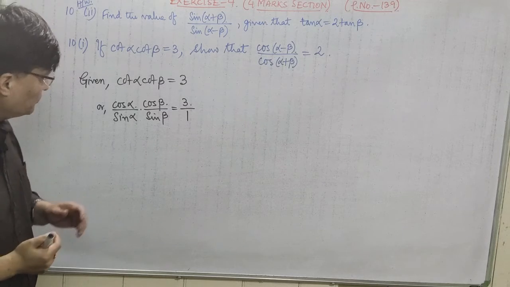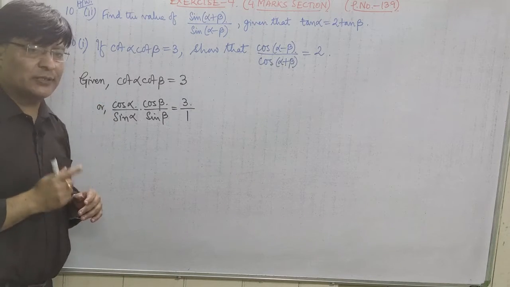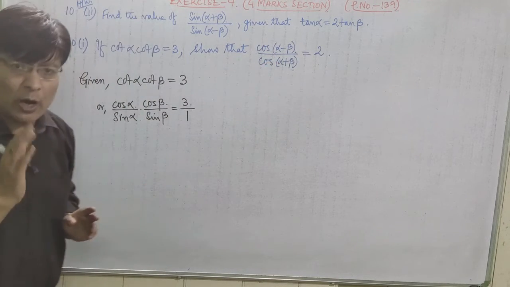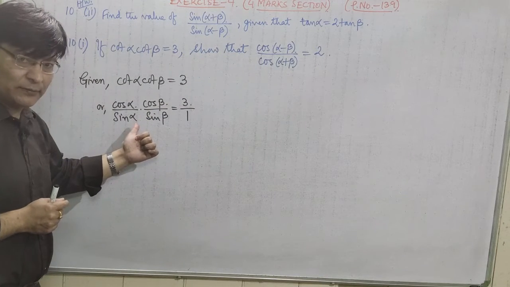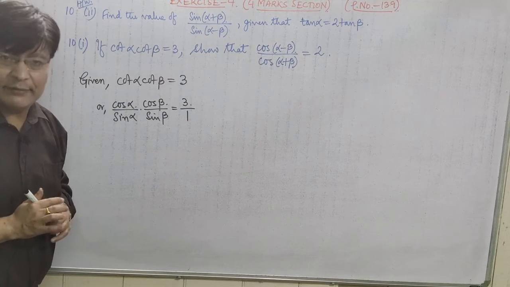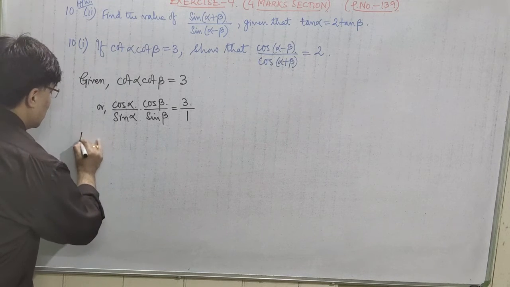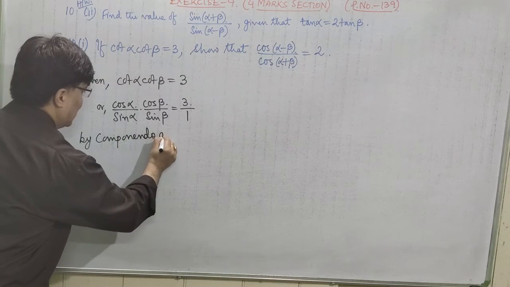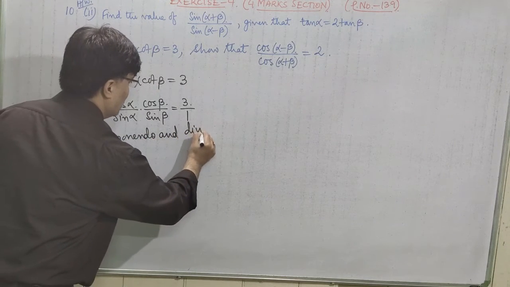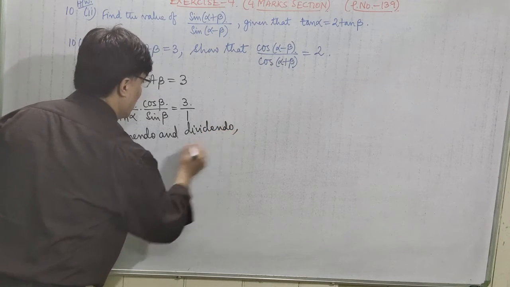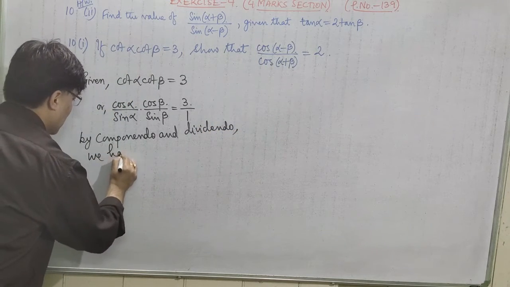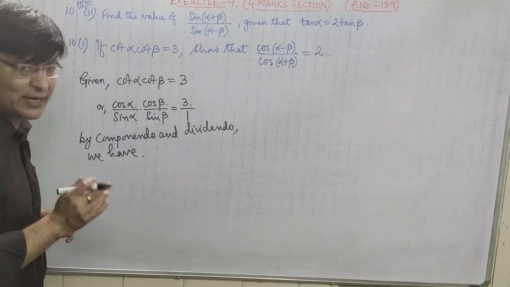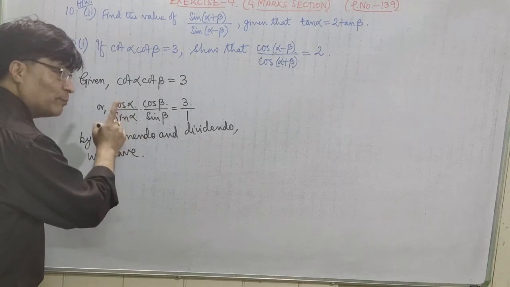Is that clear now? So now in this case, since we have to prove cos of alpha minus beta divided by cos of alpha plus beta is equal to 2. So how can you prove this result from this given? You can use componendo and dividendo. Okay. So let us use componendo and dividendo. So by componendo and dividendo, we have. So let us write plus sign in the numerator, since you have to prove cos of alpha minus beta in the numerator. Okay. So let us write down plus sign in the numerator.